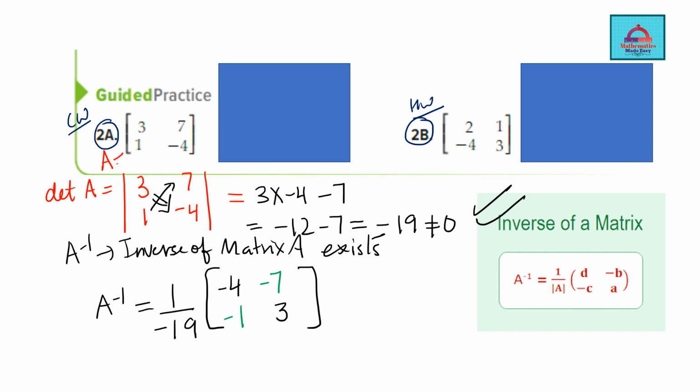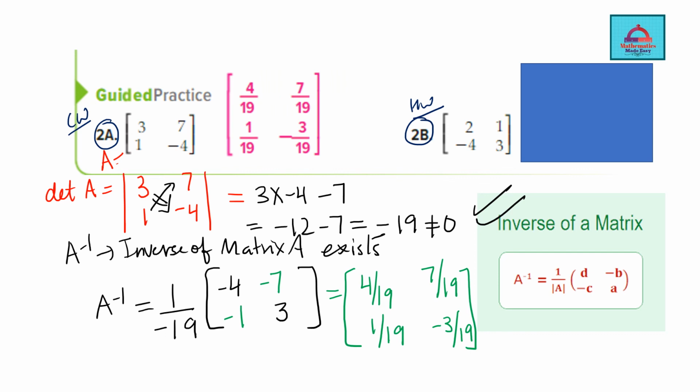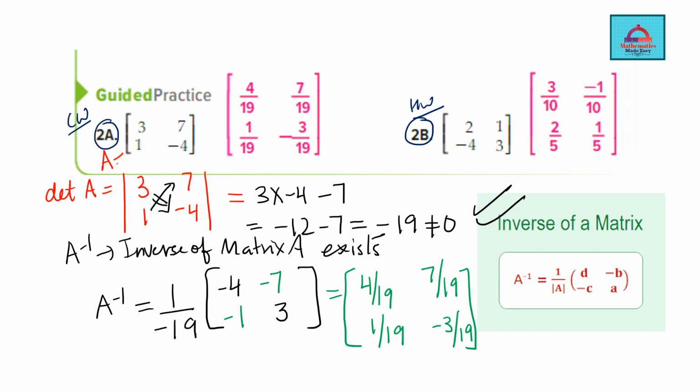Now one more step will be added, which is the scalar multiplication. So let's do that one. 1 over -19 is multiplied to each element. That means this becomes 4 over 19, this becomes 1 over 19, this becomes 7 over 19, and this becomes -3 over 19. Now they don't have any common factors, so you can leave your answer like that. And yes, you can check also that it's the correct answer. You can check your answer.